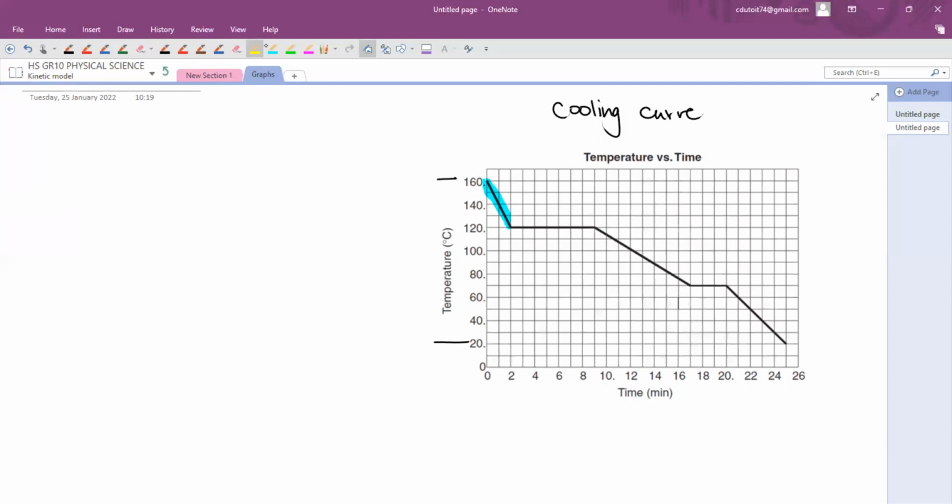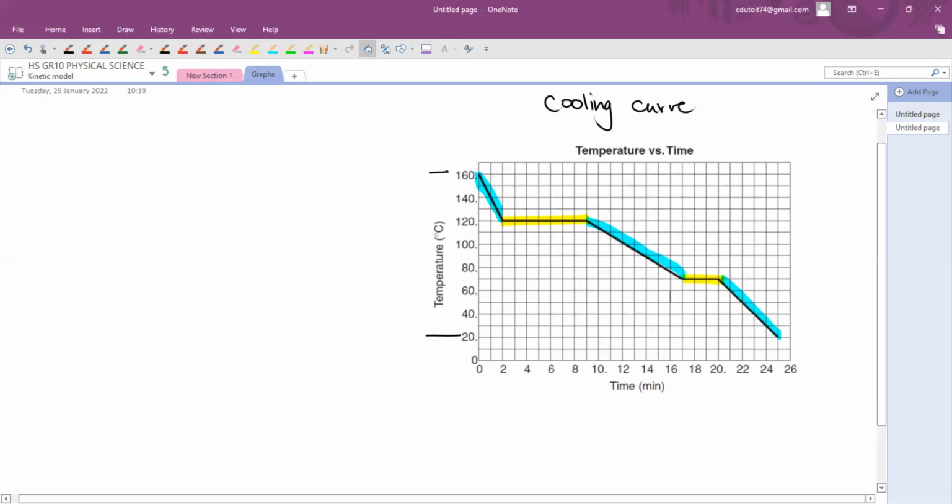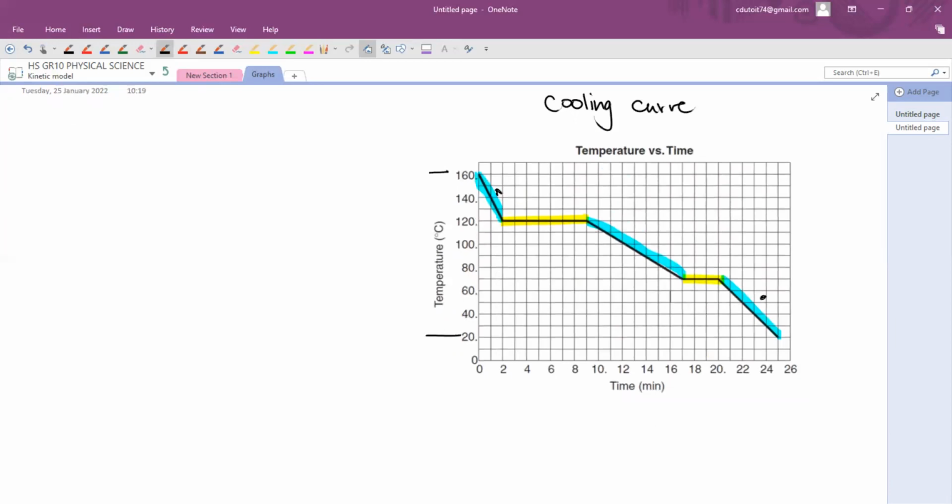So what we know is that every line that is parallel to the x-axis is a phase change. And any line that has a gradient is a specific phase. Who can tell me what the first phase would be? A gas? No, it will not be a gas at a higher temperature than this part. The gas is always at a higher temperature and the solid's always at a lower temperature. So this is a cooling curve. So it will start as a gas. So this substance is a gas there.